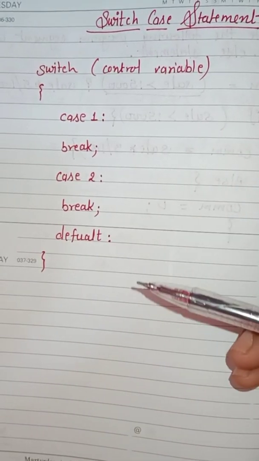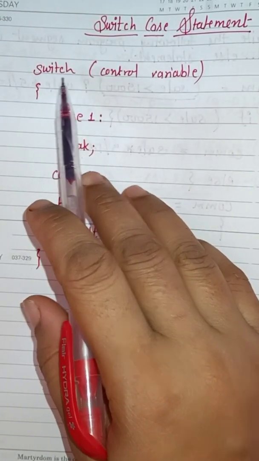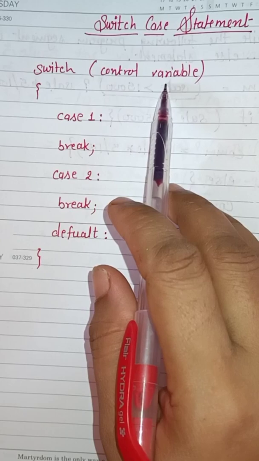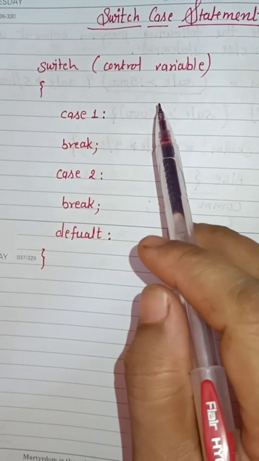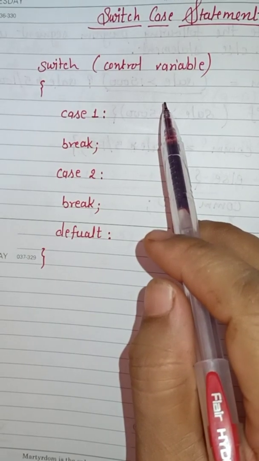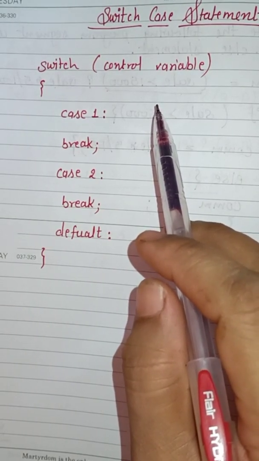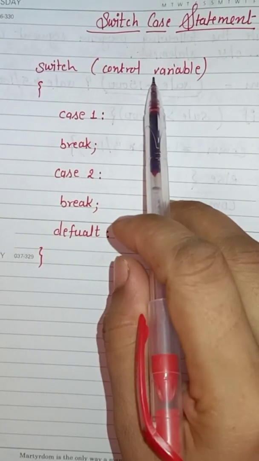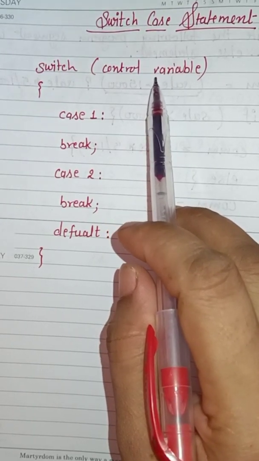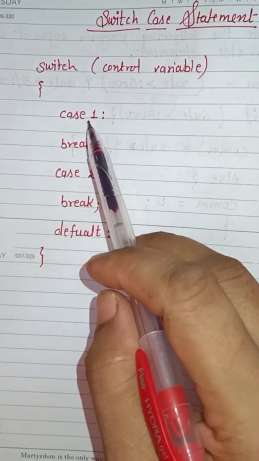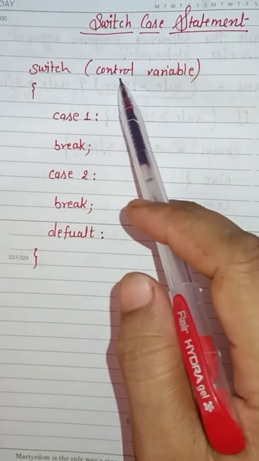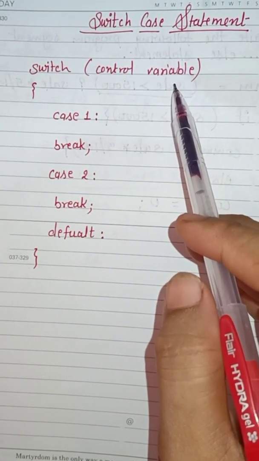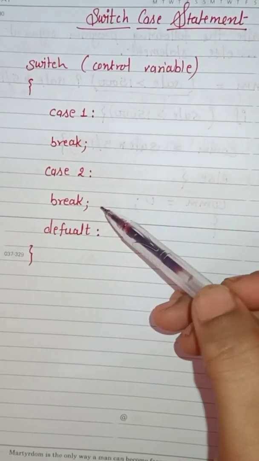So you can see here, within the switch statement, is the control variable. The control variable in a switch case is the one which guides the control to jump to a specific case. This variable decides which specific case to jump to, meaning it will execute case 1 or case 2. It depends on this control variable.